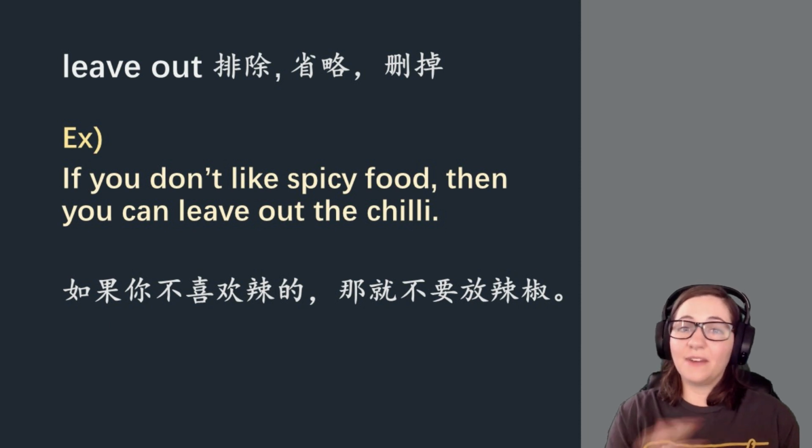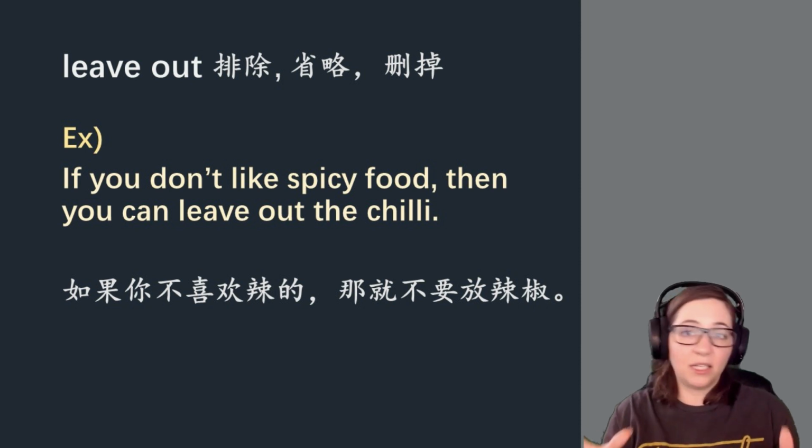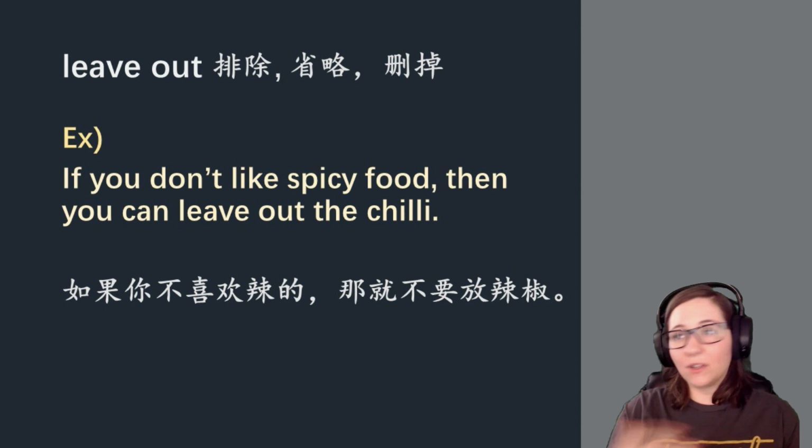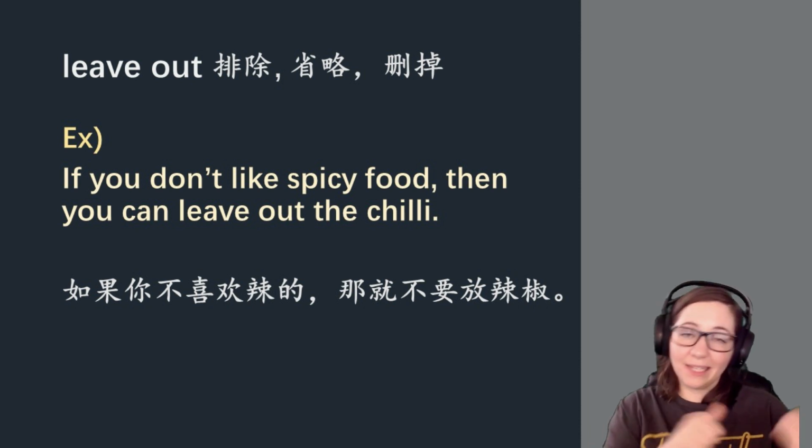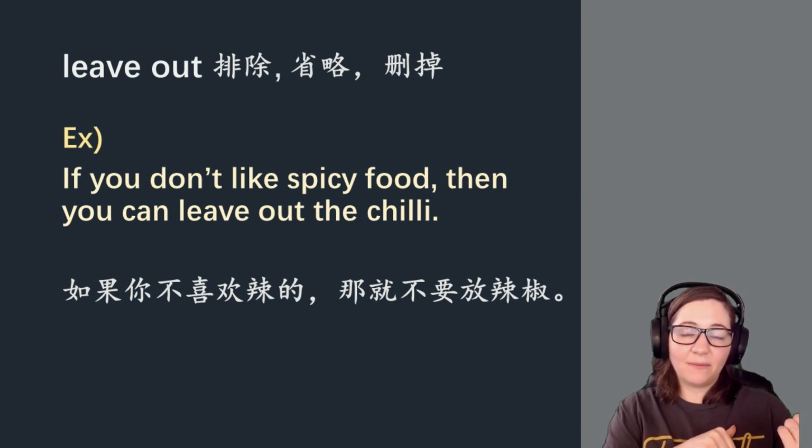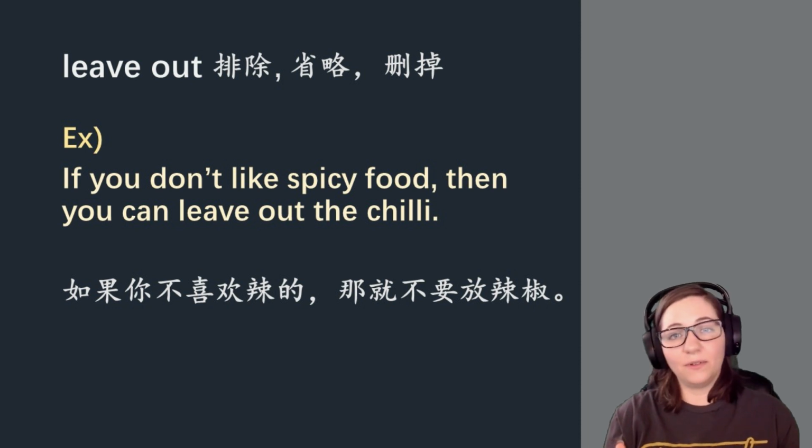This one is leave out. And leave out just means to not include something. So you could say, if you don't like spicy food, then you can leave out the chili.